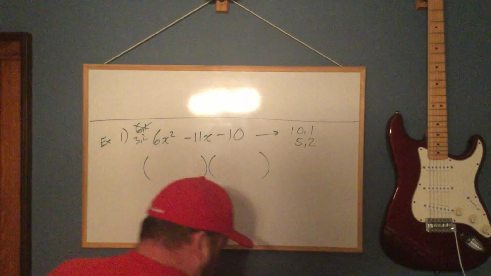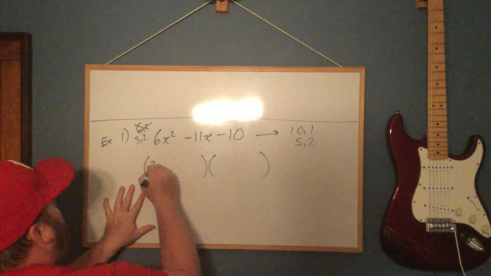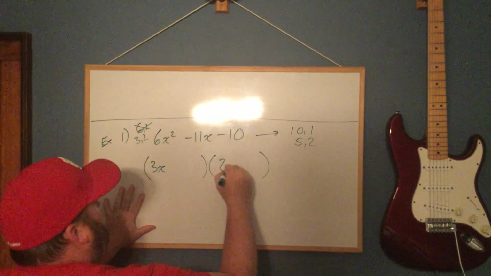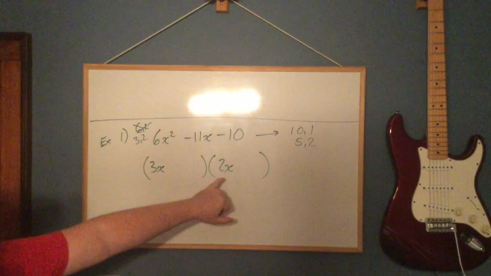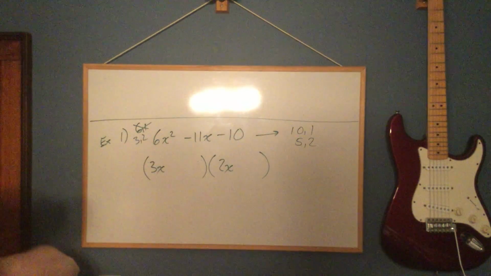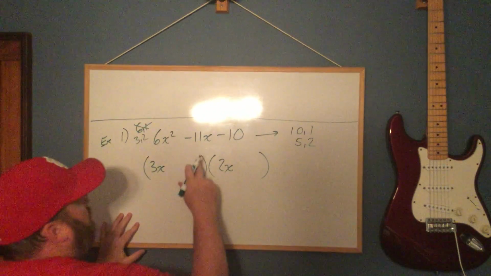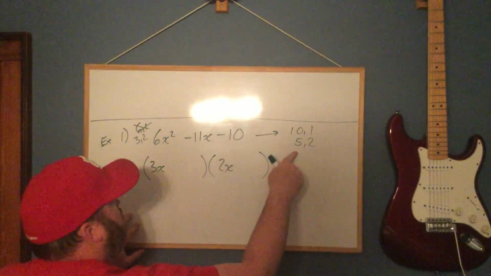So let's try 3x and 2x then. That's the next set of factors that will give me 6x squared. Okay, I'm going to try 5 and 2.